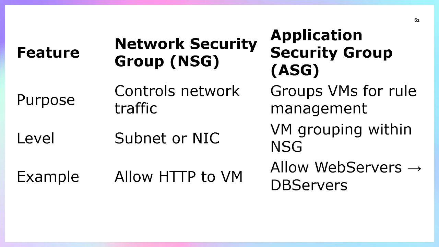Let's talk about the example. Purpose. This is a feature. Network security group contains network rules for network traffic; application security group is for VM rule management, at the level of subnet and NIC. That is the VM grouping within the NSG. For example, allow HTTP to the VM, and in ASG, allow the web server to the DB server. Right.